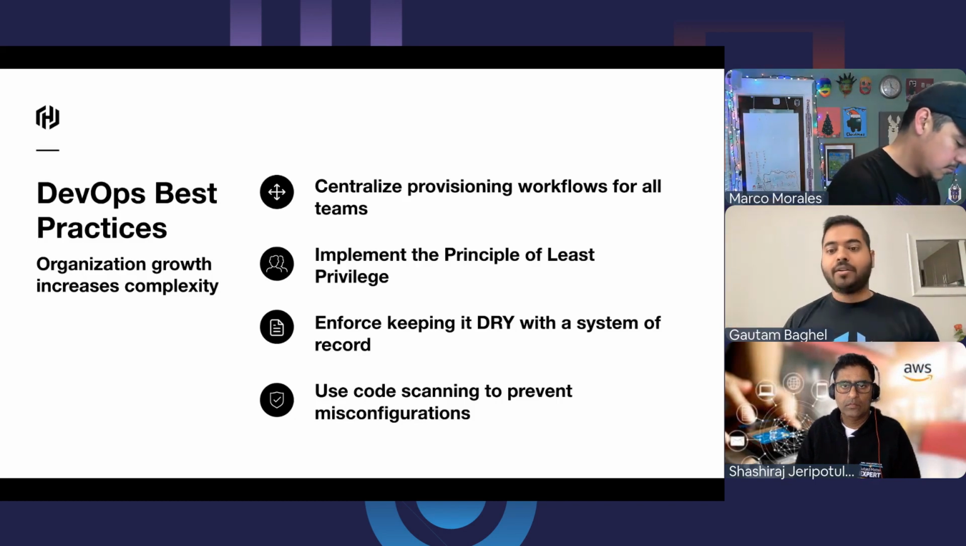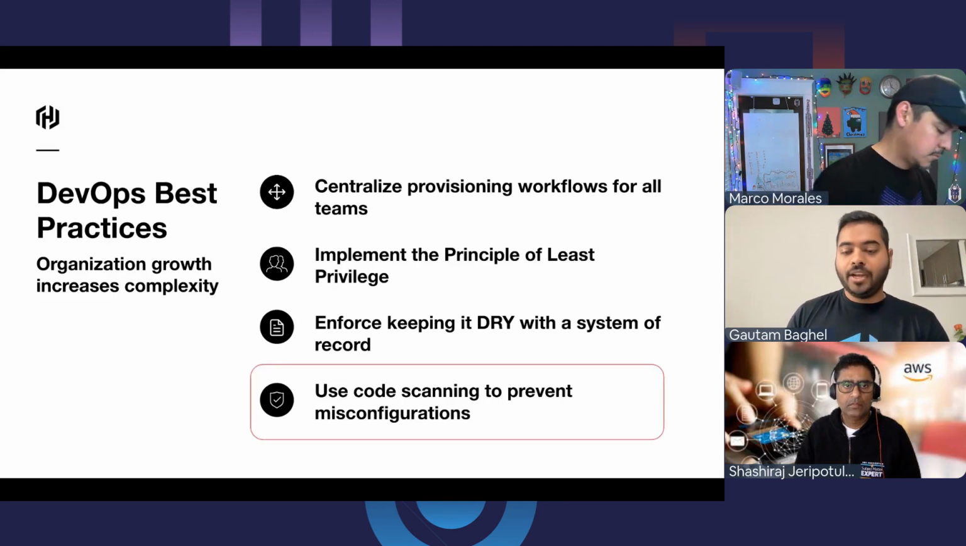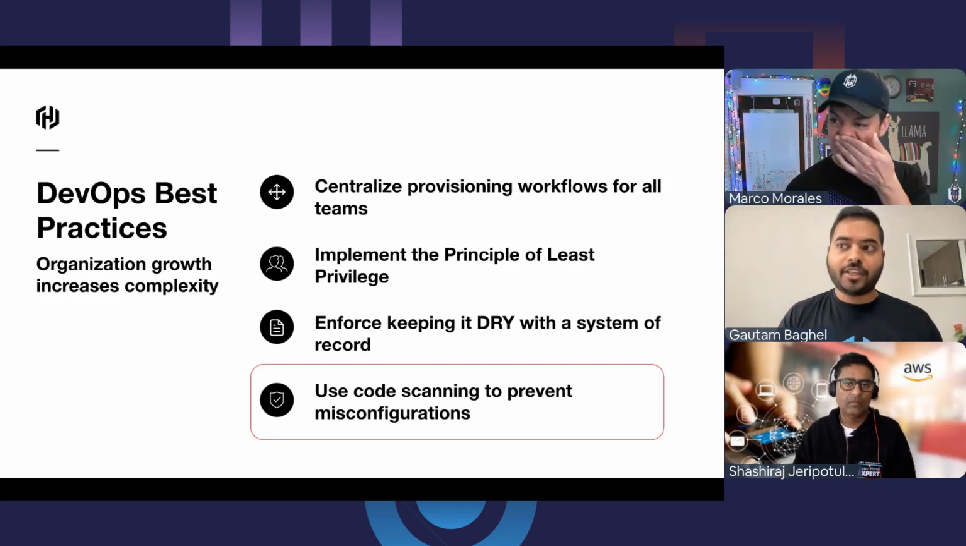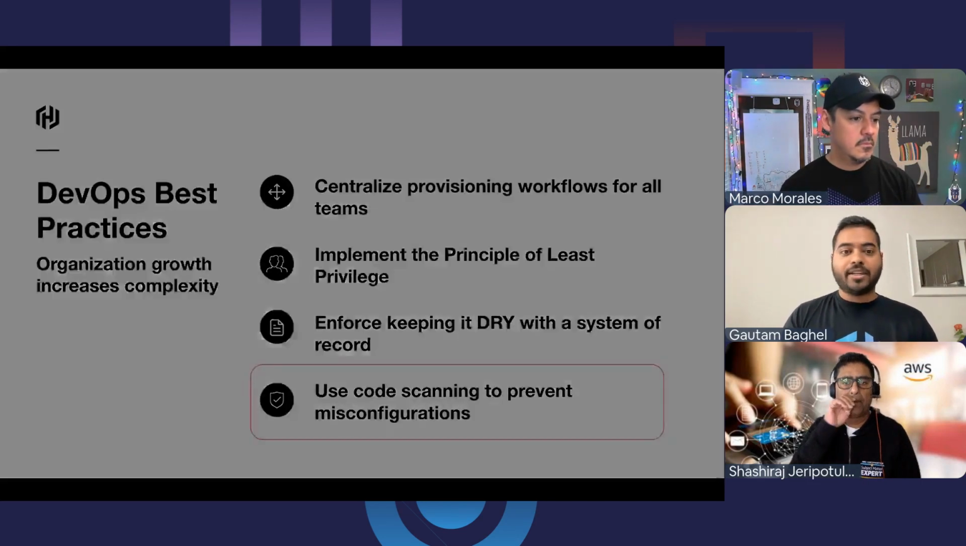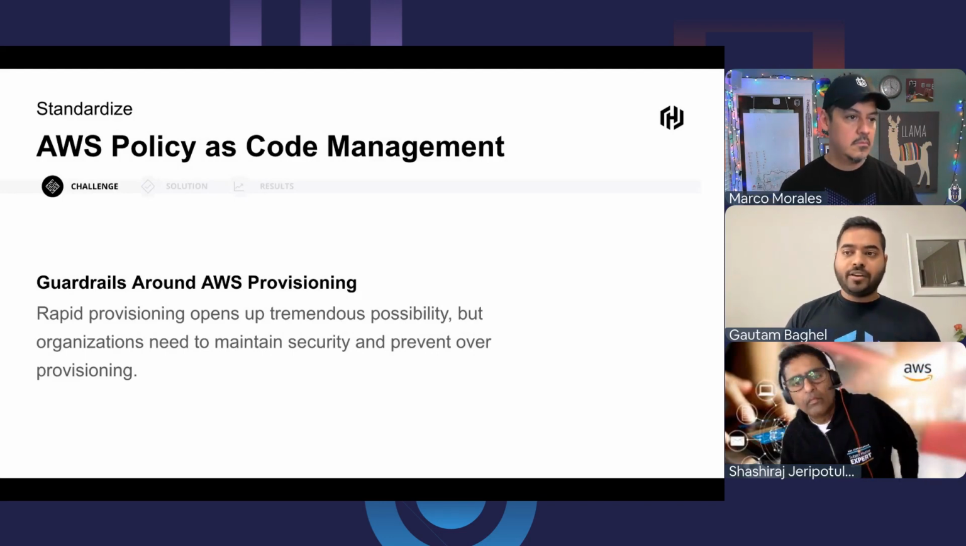I actually talked about DRY a little bit earlier: do not repeat yourself, with the system of record. And really what we're going to focus on in this workshop is using Snyk for code scanning to prevent misconfiguration, right? You want to make sure that whatever you're provisioning is not misconfigured, and not out there prone to threats and being hacked. So we're standardizing policy as code management. We're trying to add guardrails around AWS provisioning, and you can do this in a very automated fashion.